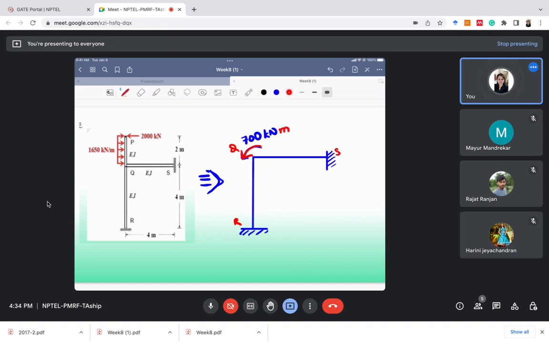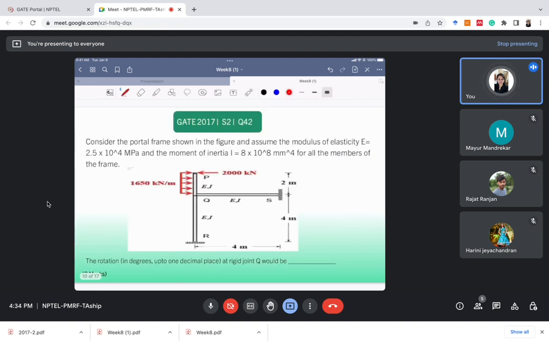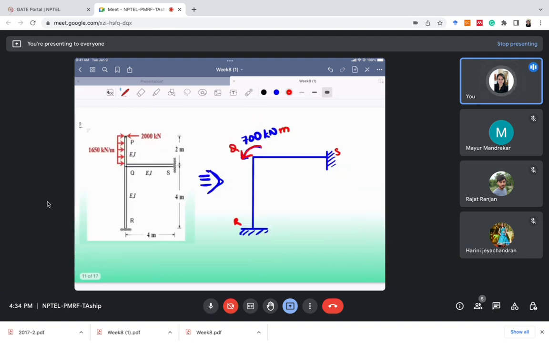Okay, so this is the final moment here. So now we have simplified this question. Now it's very easy to solve. Now, what we need to find is the value of the rotation at rigid joint Q. So what can we do? We can write the slope deflection equations for every span. So in total, there will be four slope deflection equations. What will they be? MRQ, MQR, MQS and MSQ.